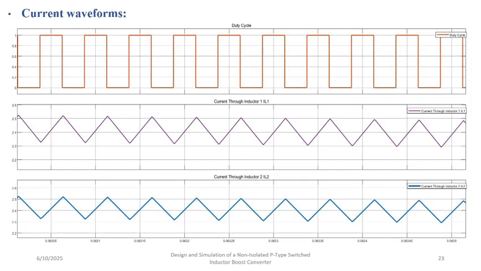These are the waveforms of current. First waveform represents the duty cycle. Next waveform represents the current through inductor 1, and next waveform represents the current through inductor 2.